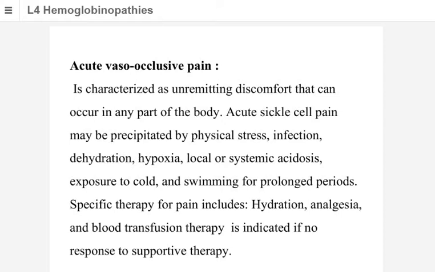Acute vaso-occlusive pain, or acute vaso-occlusive crisis, is the main presentation of sickle cell disease. It occurs due to occlusion of the small vasculature leading to distal organ ischemia and pain. Treatment is hydration, oral or IV fluid with analgesia. If there is no response to this, supportive therapy and a blood transfusion is indicated.